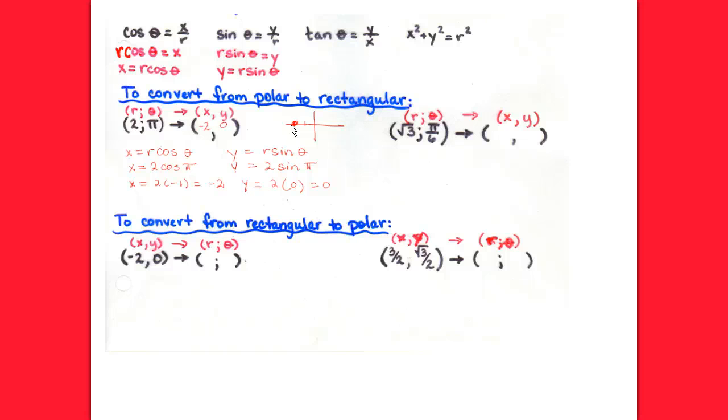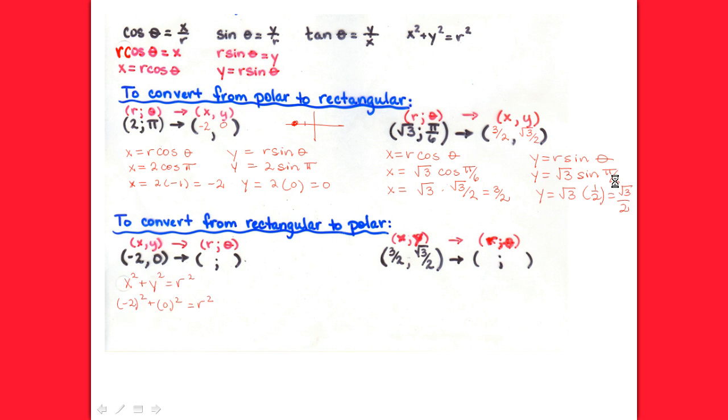All right, look at another one. This time they give me (square root of 3, pi over 6) for my polar point, and we want to switch that to an xy. So again, using our formula, x is equal to r cosine theta. Cosine at pi over 6 is square root of 3 over 2. So square root of 3 times square root of 3 over 2 is going to give me 3/2, or 1.5. And if you're finding y, we're going to use r times sine theta. Again, r is square root of 3, and theta is pi over 6. So sine at pi over 6 is 1/2.